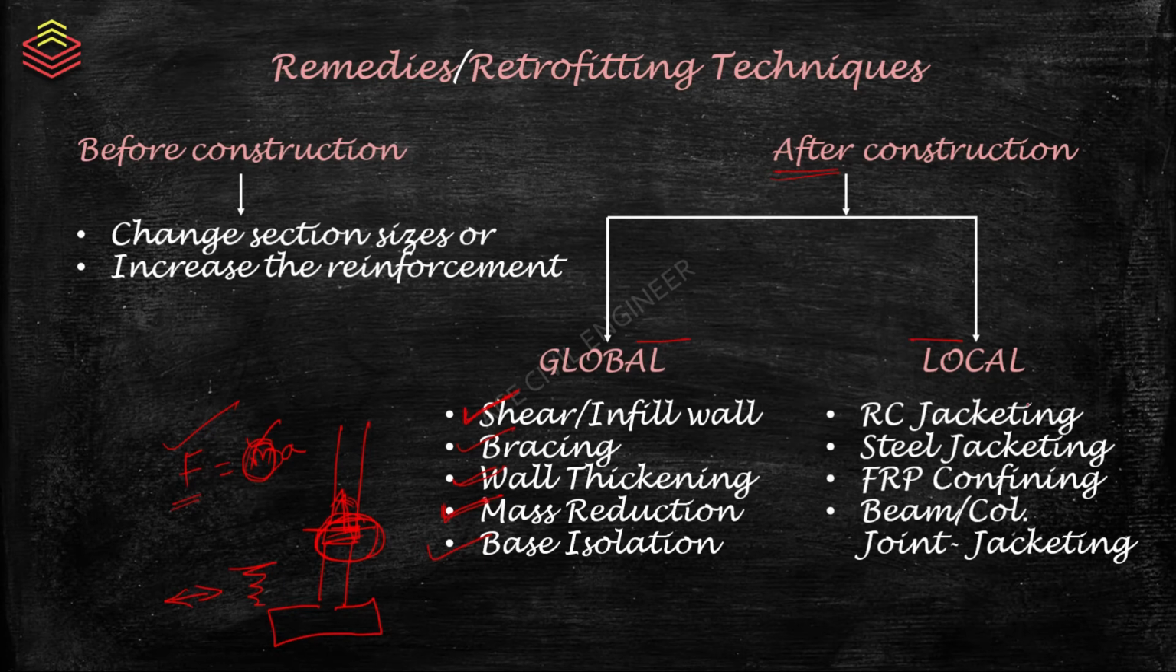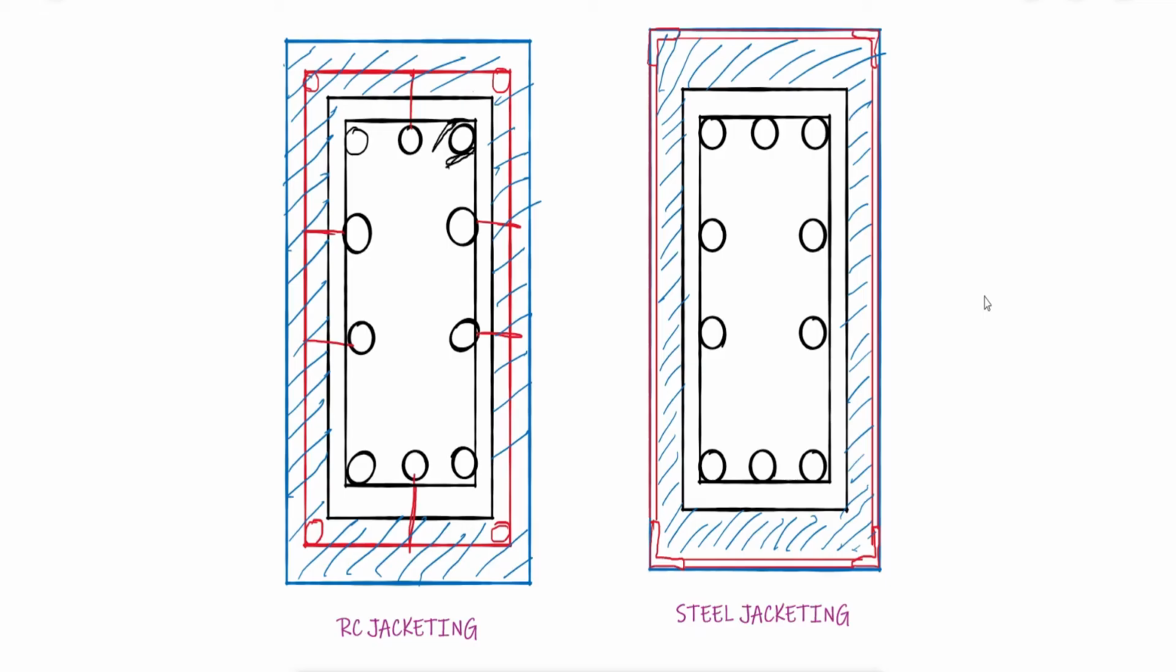These are the techniques used for increasing the strength of the individual column. The first one is RC jacketing, which is reinforced concrete jacketing, then steel jacketing, fiber reinforced polymer jacketing, and next, beam column joint jacketing. These four I will try to explain clearly by showing some pictures.